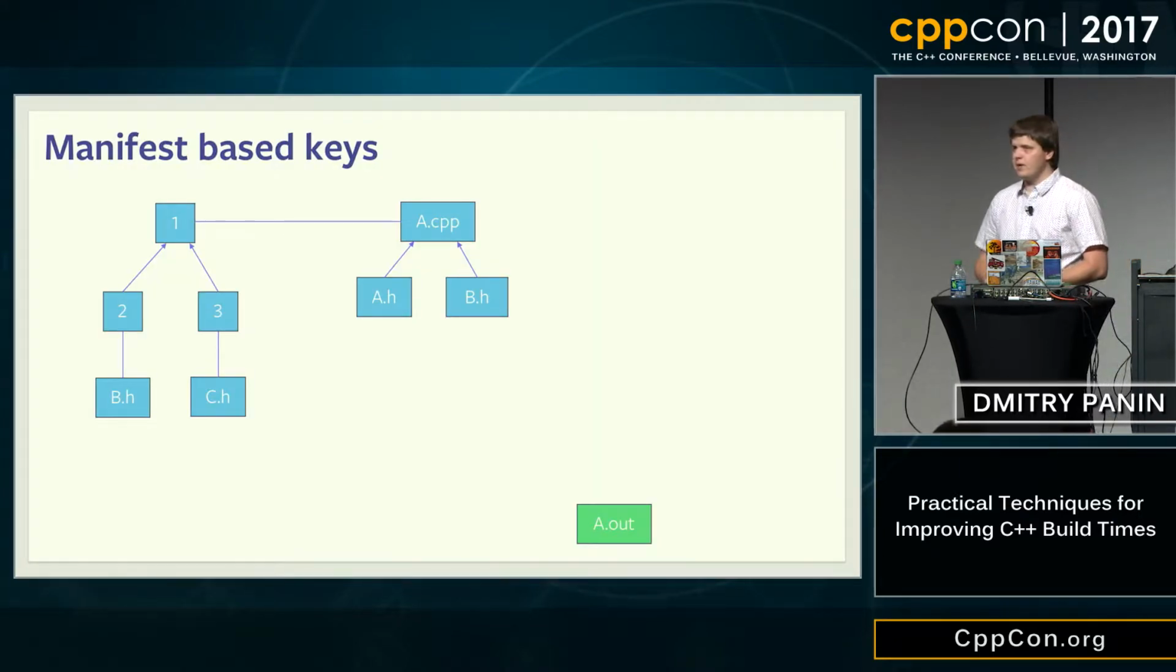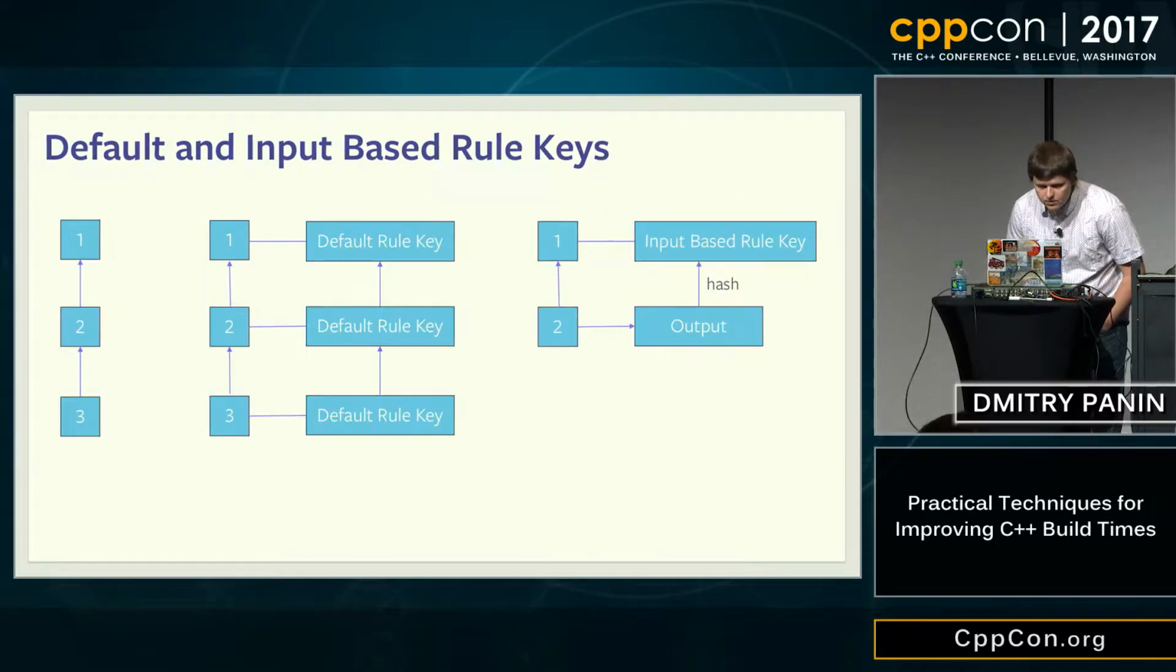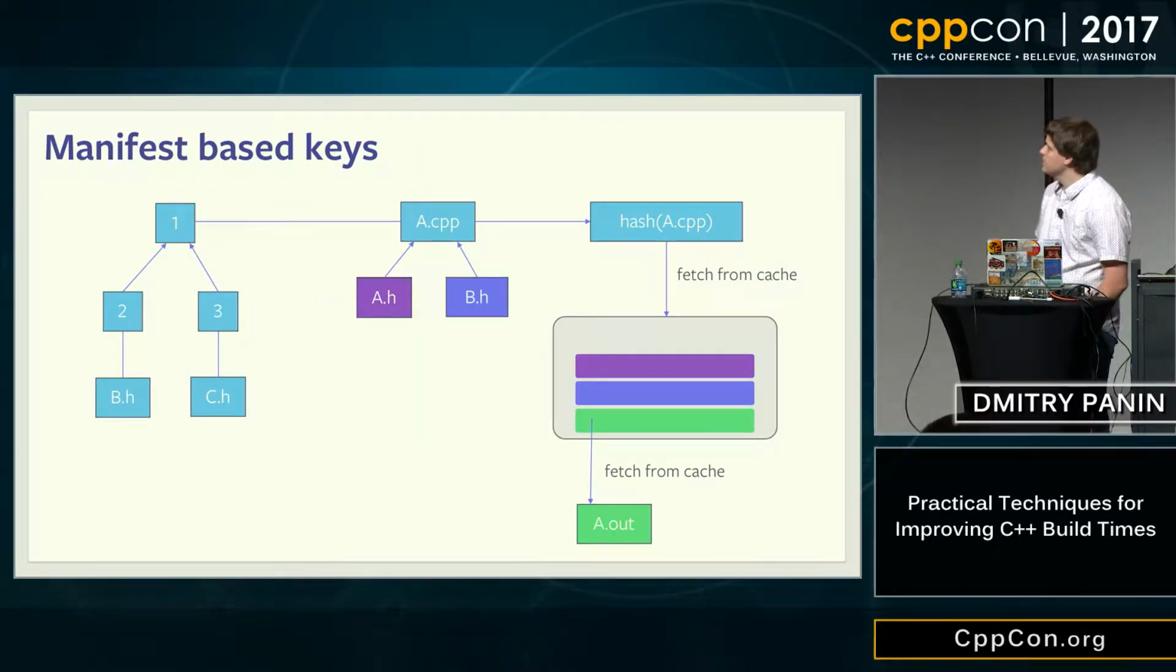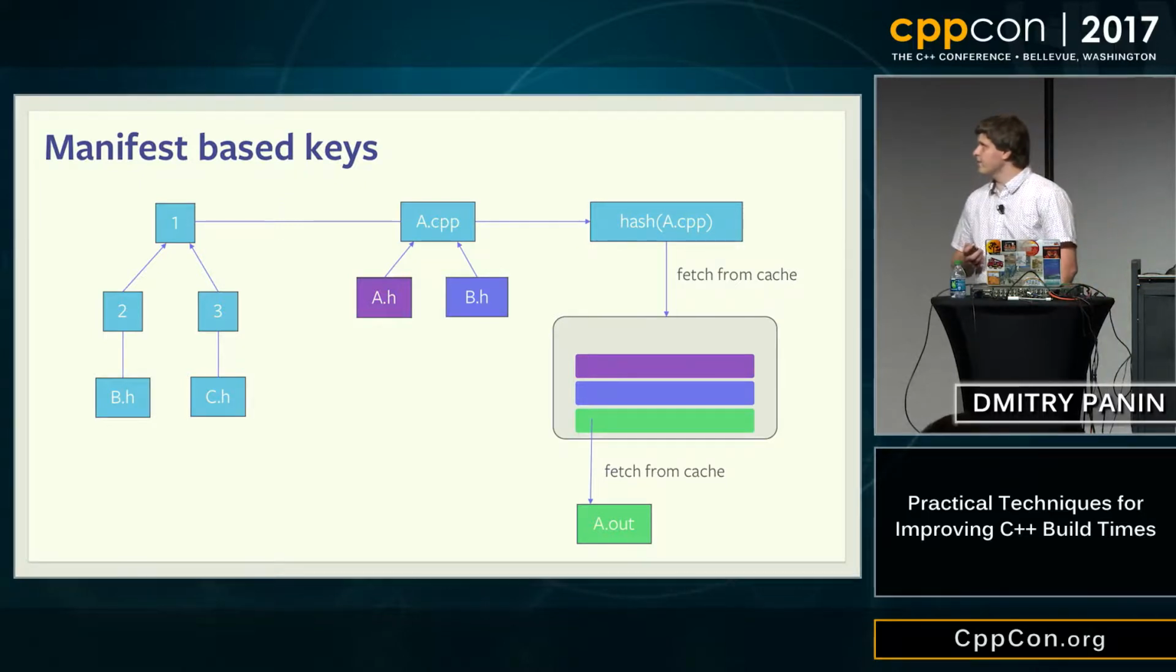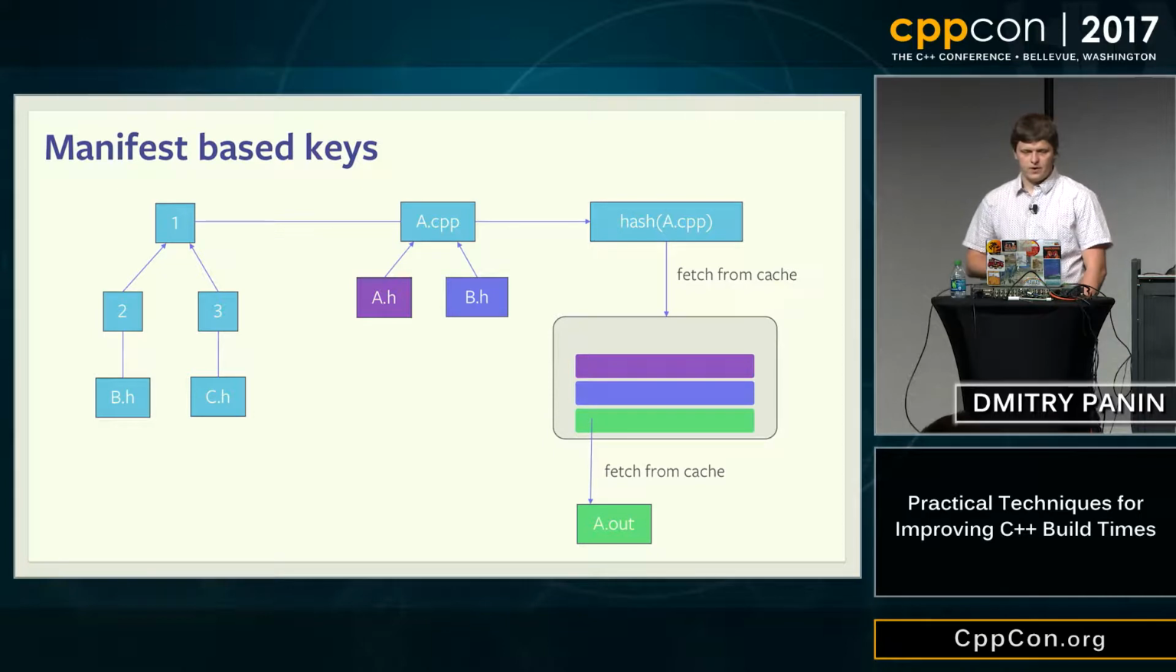So let's suppose we have file a.cpp, which depends on headers A and B. We want to get the output file. So how do we do that? We hash the file and get the manifest, like this gray rectangle there. It seems like something is missing, but we hash the file and get the manifest.